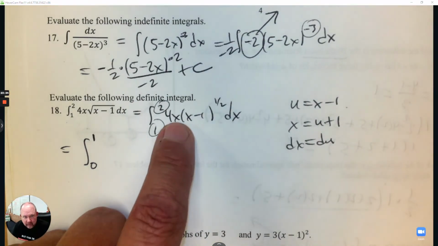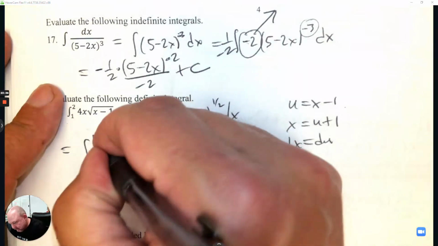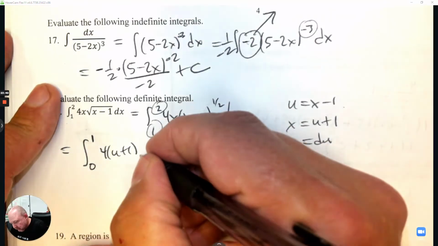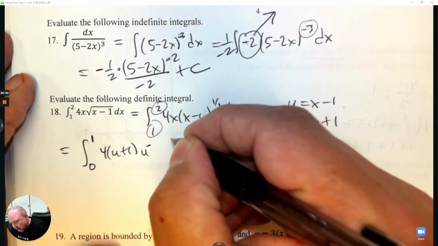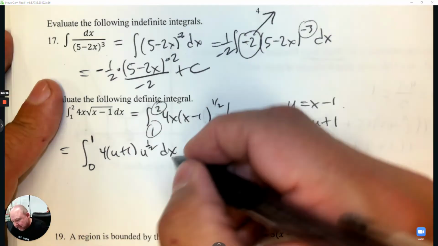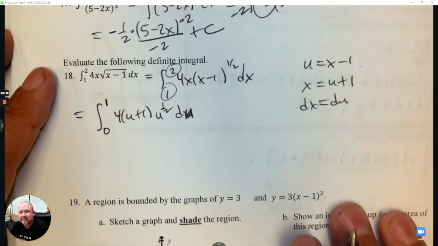And then plug in. So x is u plus 1. And then x minus 1 is u to the 1/2. Oops, and dx is du. All right, now we're going. Now I need to do some algebra.